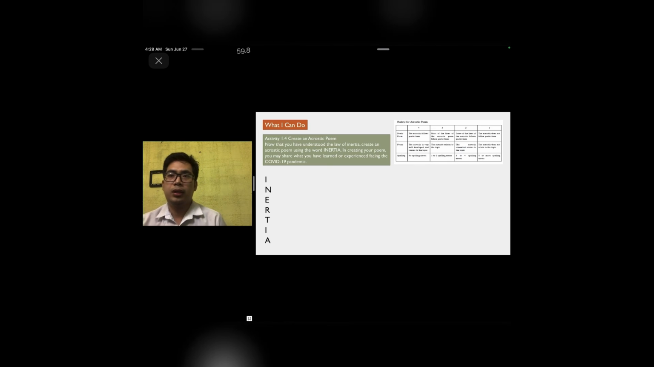So create an acrostic poem. Now that you have understood the law of inertia, create an acrostic poem using the word inertia. So dito, they have to share their idea with experiencing COVID-19 pandemic in a poem. So if we're going to check dun sa WHLP, hindi ko na siya isinama since medyo mahihirapan yung estudyante.